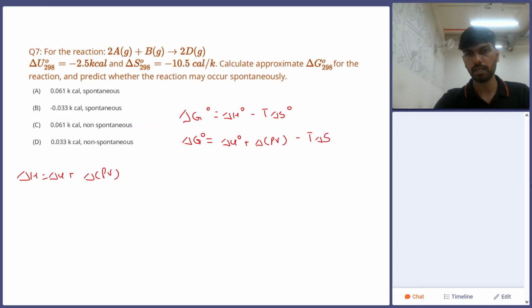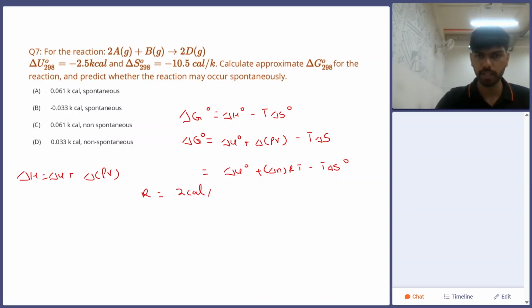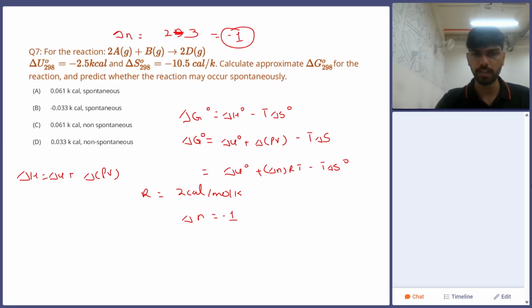minus T delta S. This is going to be delta U naught plus delta PV, and this one we can calculate as delta nRT, minus T delta S naught. Here we will use R because everything is in kilocalorie, so the R value is 2 calorie per mole kelvin, and delta n, the product side is 2 moles and the reactant side is 3 moles, so 2 minus 3, delta n is going to be minus 1.